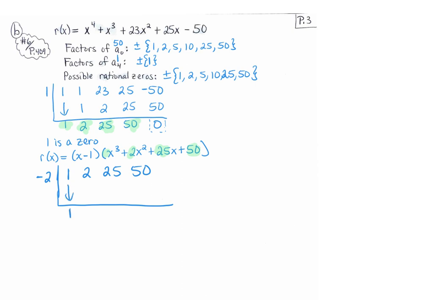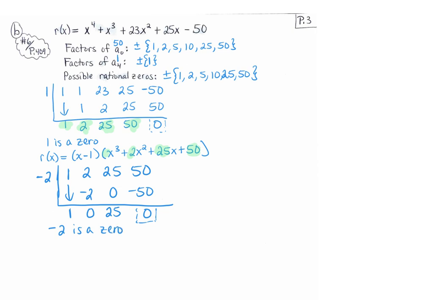So let's go through and synthetically divide. We brought down 1. Keep going. -2 times 1 is -2. 0. No, that's 25. -50. 0. So that means what? -2 is a 0 as well. Good. -2 is a 0.